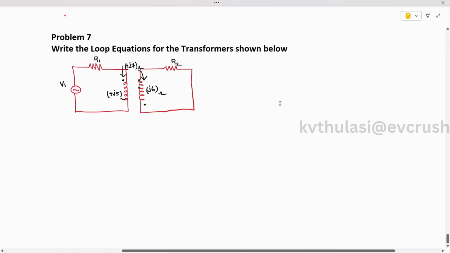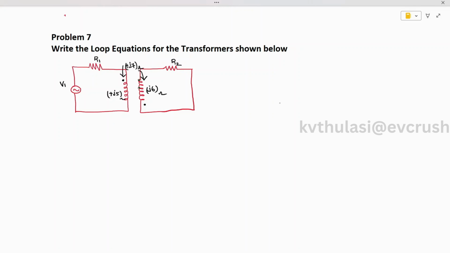Today we are going to solve this problem. The given question is: write the loop equation for this transformer coupled circuit. So here you can see, this is the primary of the transformer, this is the secondary of the transformer. You need to write down the loop equations. So this is called a loop or a mesh, both are the same.